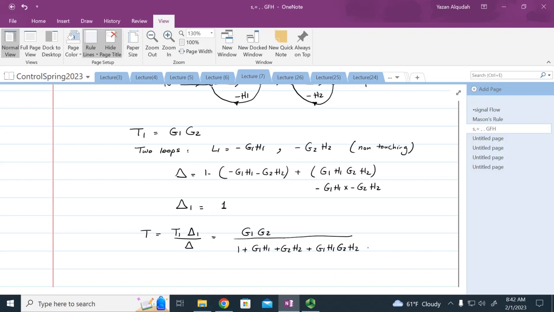Together? How is this different from the one we got with the block diagram reduction? It's not. We should get the same thing.